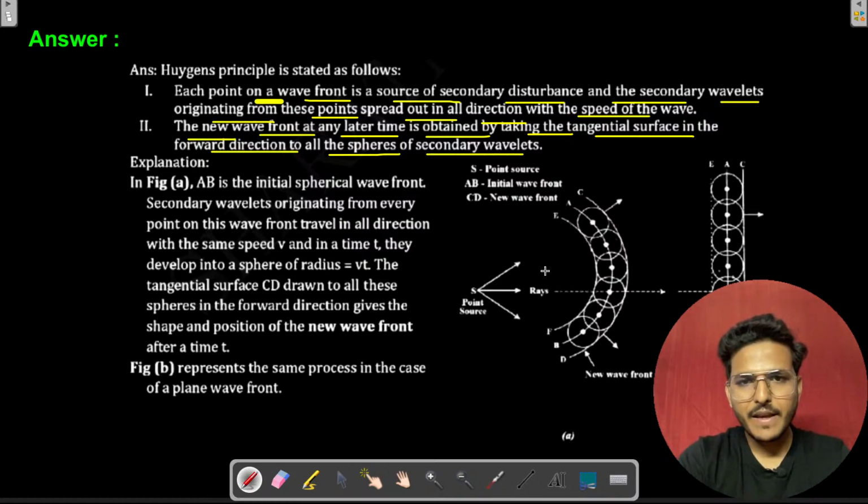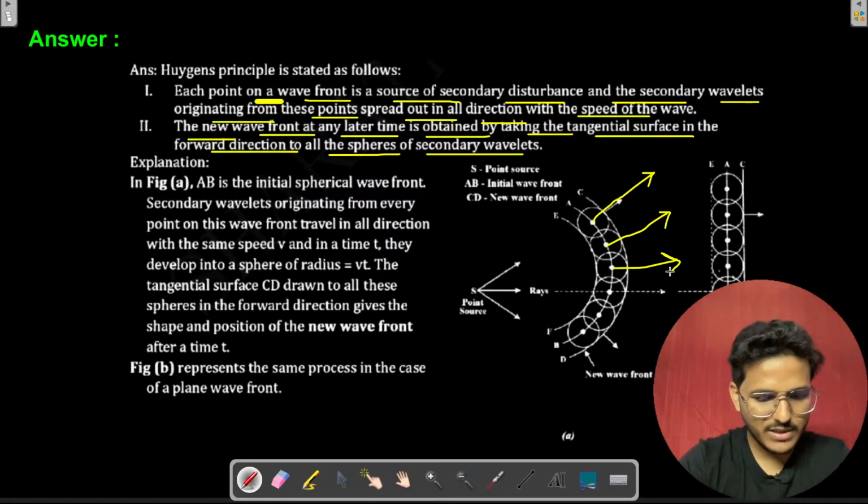See, if I'm taking a line along with this, this line shows the direction of secondary wavelets. These lines show the direction of secondary wavelets. Okay?